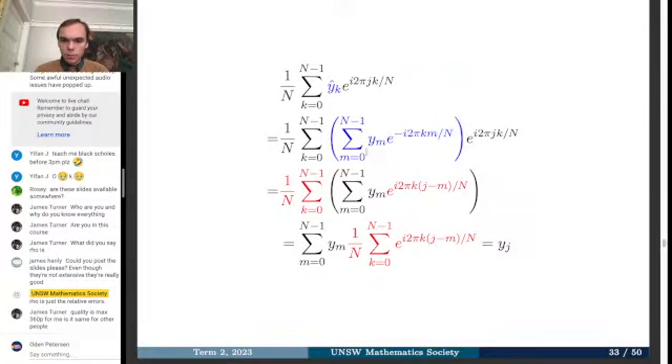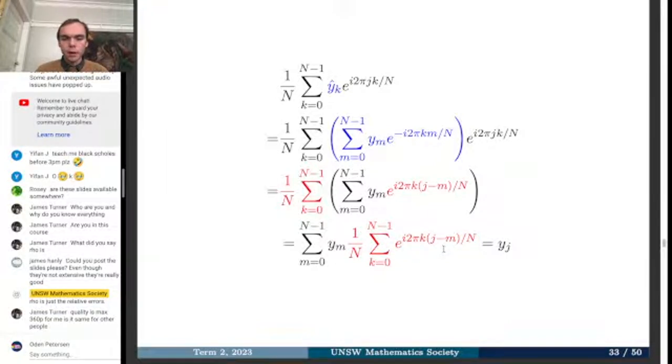And then, if we bring this term into this term, we get this sort of difference in the exponent, j minus m. And then I guess we can move this summation inside this summation because these have no dependence on k. So if we move this summation inside, then we get 1 on n times this here.